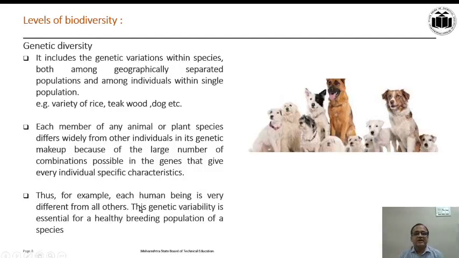Thus, for example, each human being is very different from all others. This genetic variability is essential for a healthy breeding population of a species. This example can be given as the human beings found in China, Mongolia, Africa, Red Indians, all are different due to their genetic variations. Here, different species of dogs are shown.